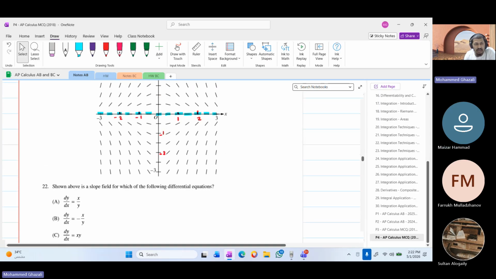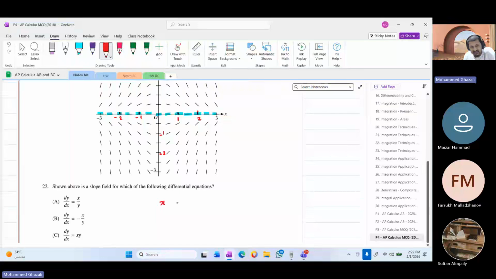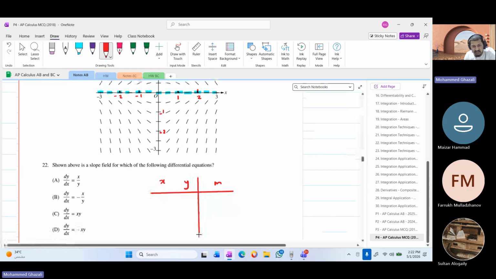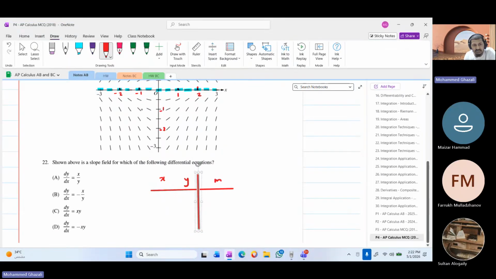Because of the slopes, I would like to do this: x, y, and m is the slope, or y prime. M is equal to y prime, which is a slope. I'm evaluating it at different points so I can start eliminating. Now I'm choosing different x values. At -1, the y value is 0. At -2, the y value is 0. My slope is 0.